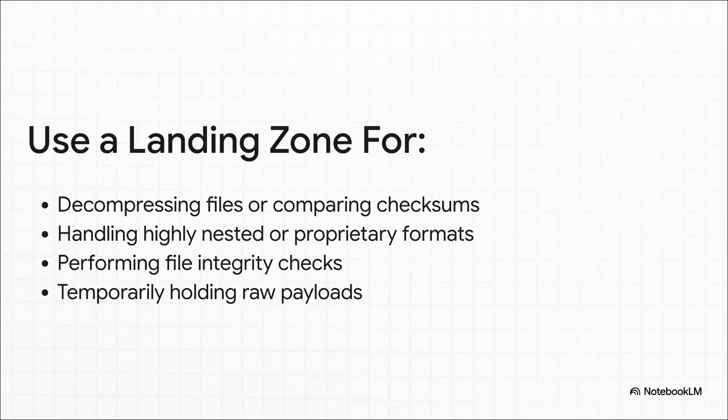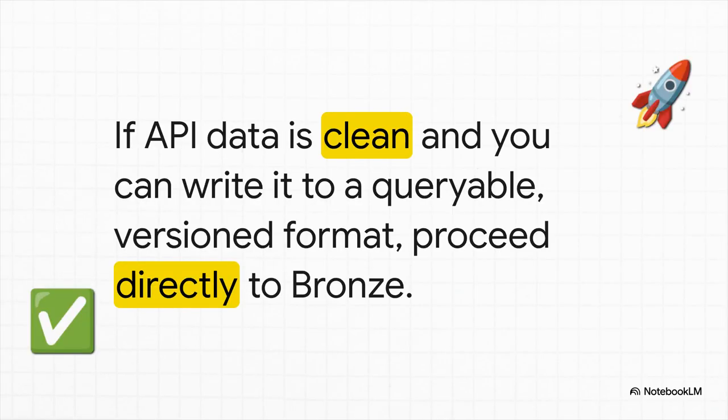Think of the landing zone as your temporary workshop. The bronze layer is the permanent library. You do the messy prep work in the shop before putting the book on the shelf for good. But, and this is the big but, if that API data we talked about is already pretty clean, if you can write it directly into a queryable versioned format like Delta Lake, then you should absolutely go directly to the bronze layer. That is the ideal path. No need for that extra step.